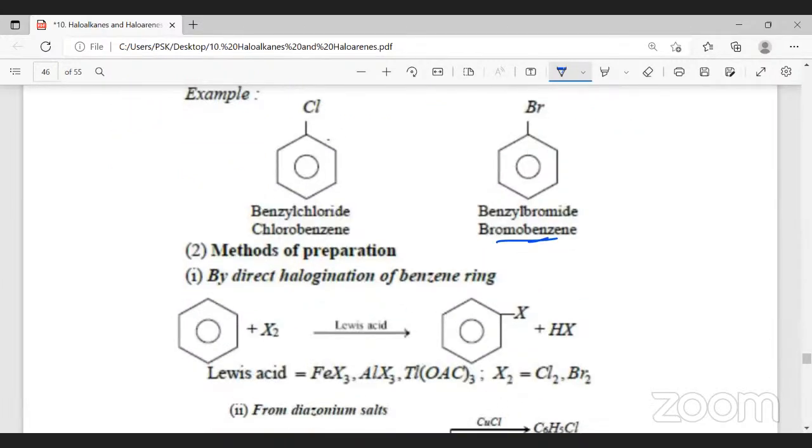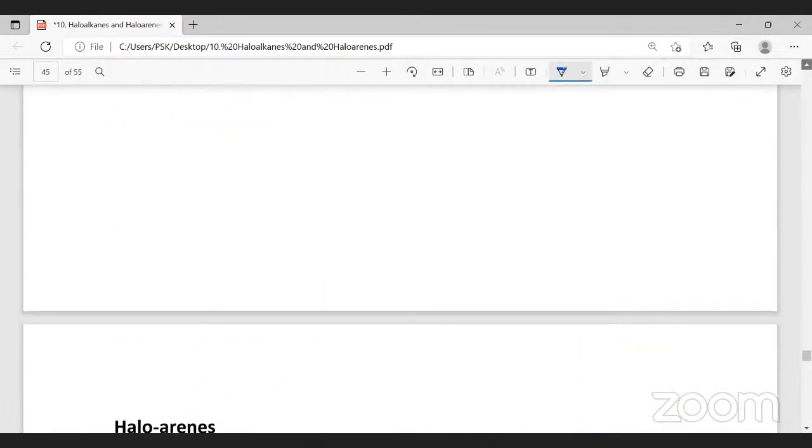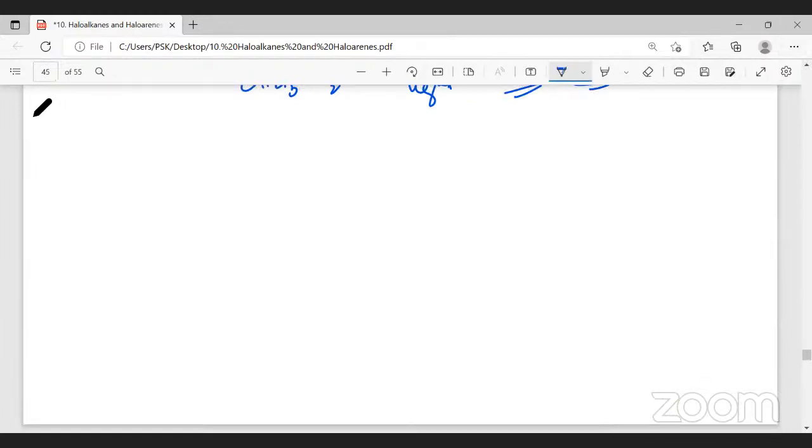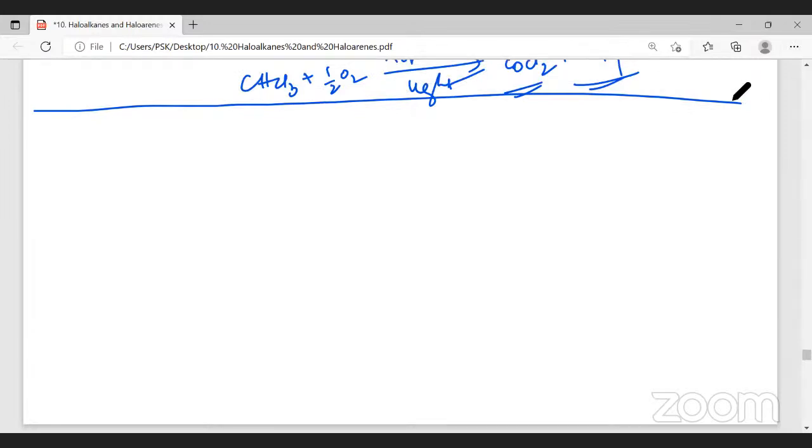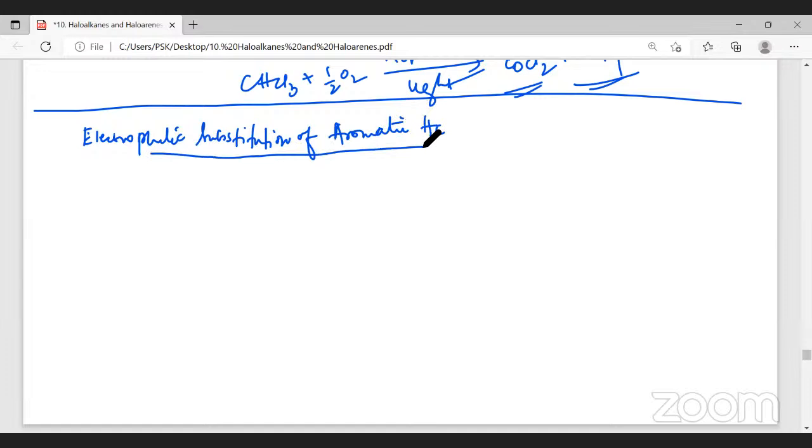Now, how can we prepare haloarenes? The preparation of haloarenes, we will learn what is given in your material, and then later we will go further. The first one is, we can prepare haloarenes by electrophilic substitution of aromatic hydrocarbons. So electrophilic substitution reactions of aromatic hydrocarbons.